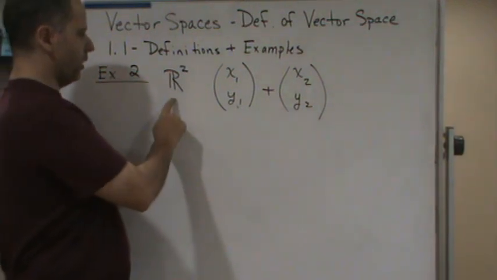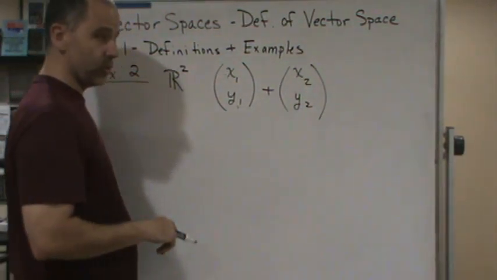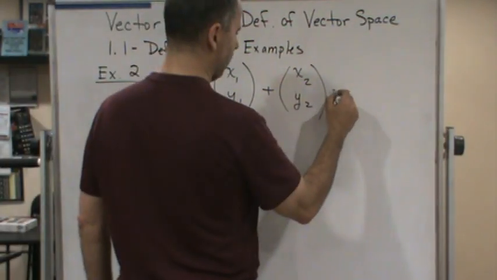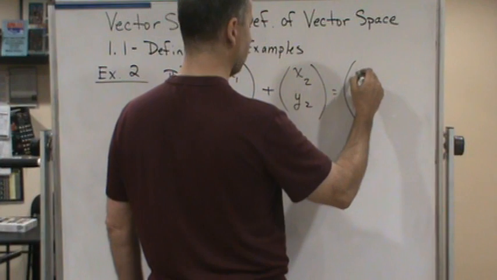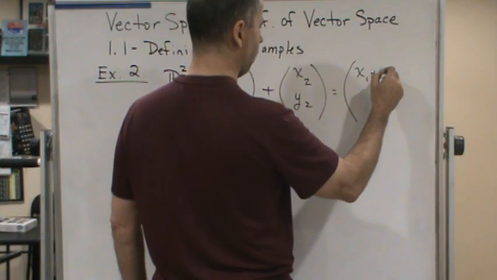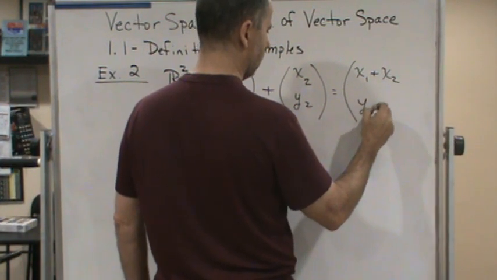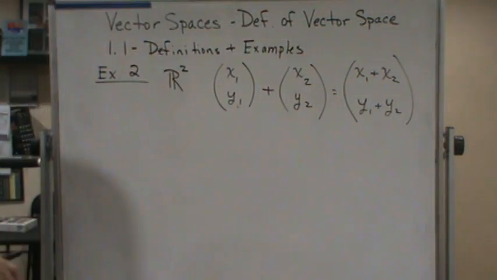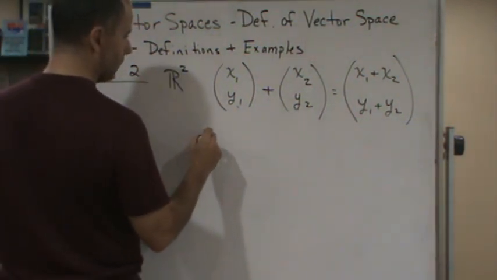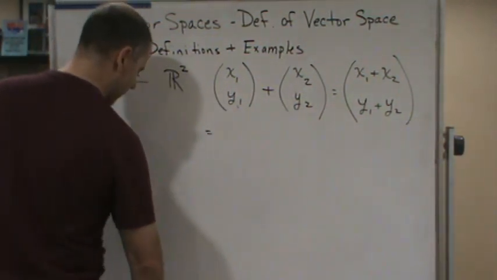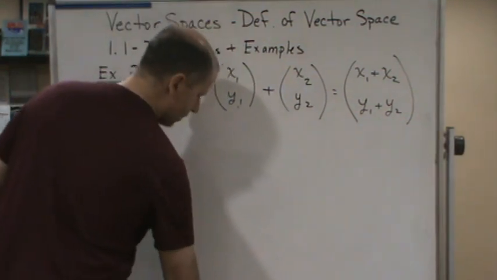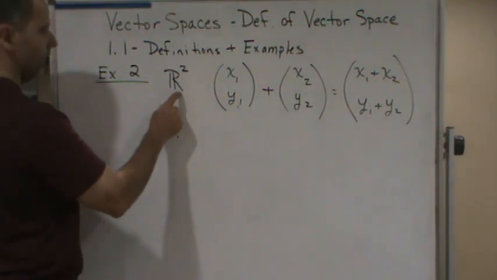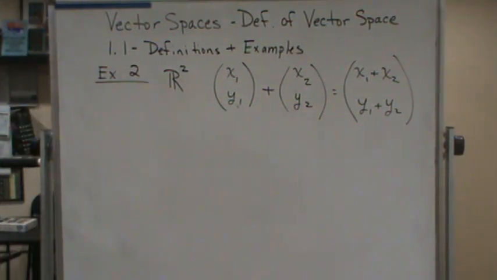Well, since we're dealing with R2, we're dealing with real numbers here. There's no restrictions on these numbers like there was in the previous example. So if we do vector addition, what do we get? We get another vector where we are adding component-wise. And of course, when we add two real numbers, we get another real number. And so we get a vector whose components are real numbers, and therefore we get a vector that is still in the plane, the real plane.